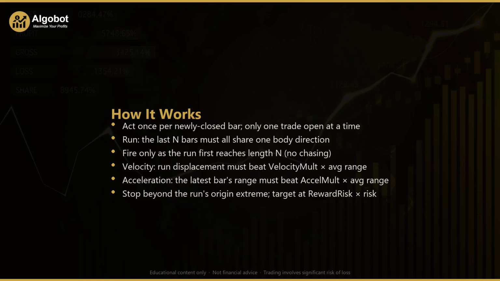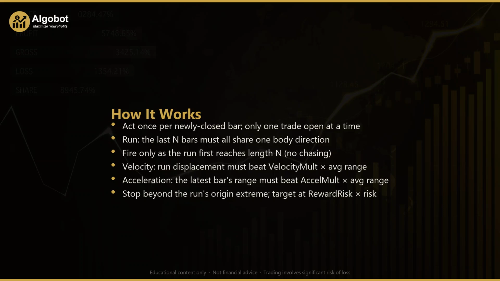The second gate is velocity. The strategy measures the net displacement of the run from the open of the first bar to the close of the last bar. It then compares that travel to the average bar range of the quiet bars before the run. The displacement must exceed that average range multiplied by the velocity setting, by default 2 times. This filters out slow grinds and demands genuinely fast directional travel.